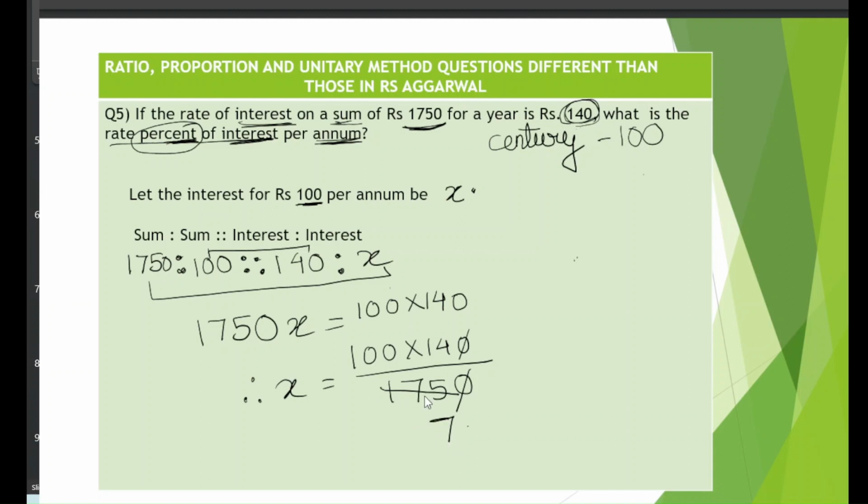25 7s are 175 and 25 4s are 100. Then 7 is here, 14 is here. Let's cancel out. 7 1s are 7, 7 2s are 14. What remains is 4 into 2, which is rupees 8.